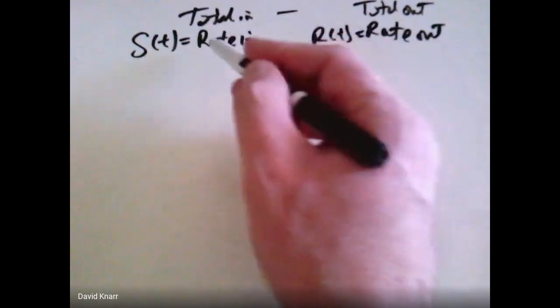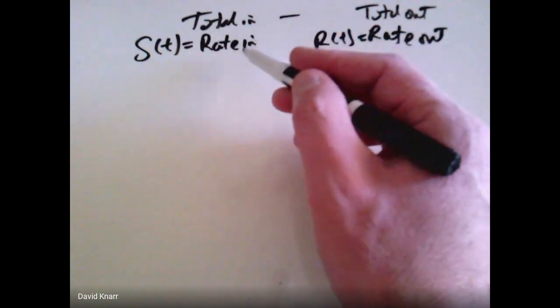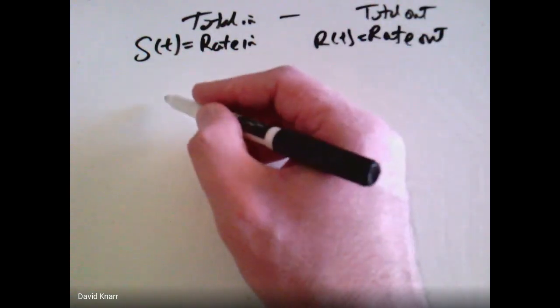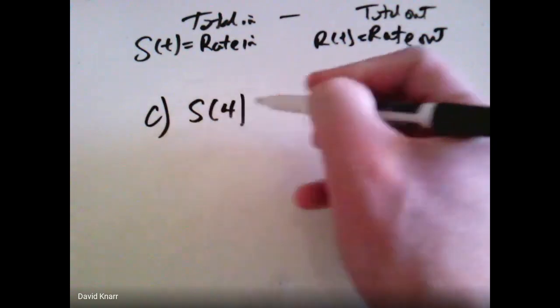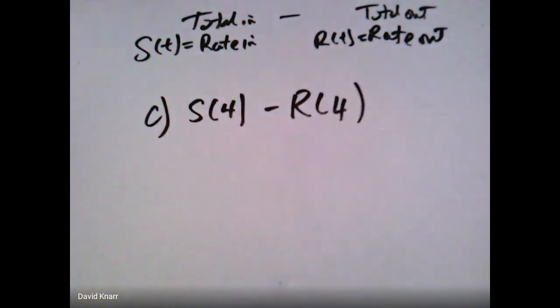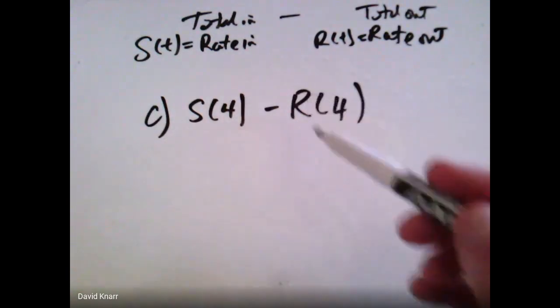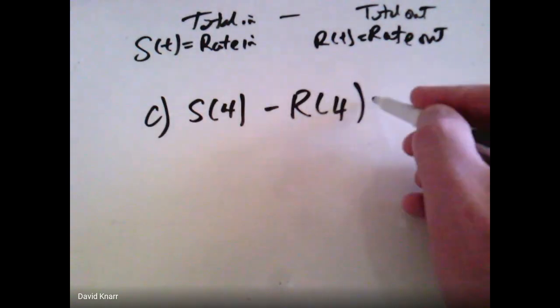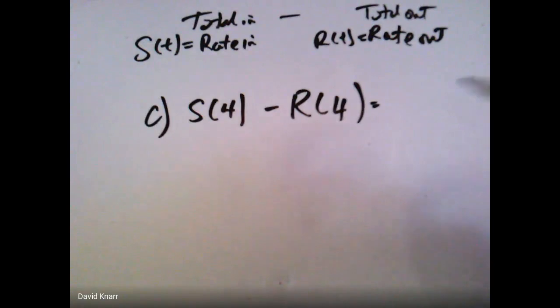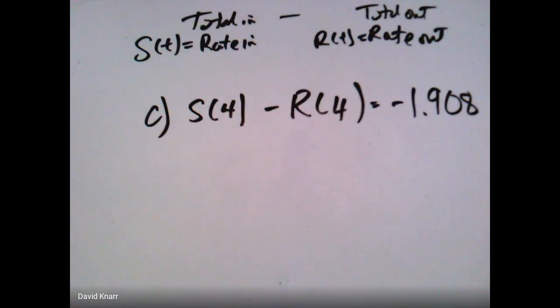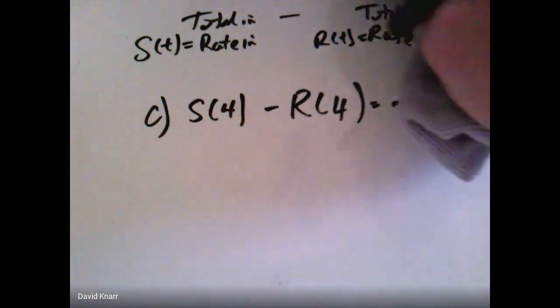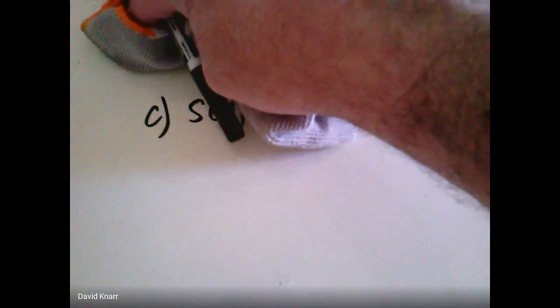Well, these are the two equations that represent the rate. To figure out what the rate is changing at, you would just need to take S of 4 and subtract R of 4. All right, S of 4 minus R of 4. The rate in at 4 minus the rate out at 4. And if you do that properly, you get negative 1.908. Okay, no ask for units, you don't need to give them. All right, there's your answer, negative 1.908. Okay, all right, let's take a look at part D.